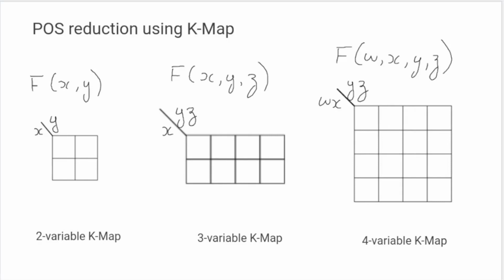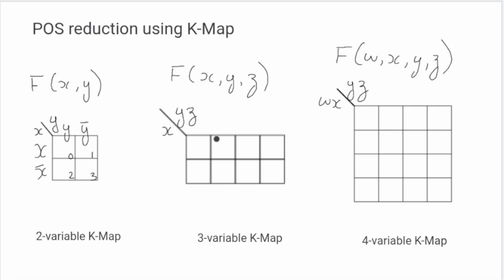Since POS is the complement of SOP, the labeling will also be the complement of SOP. So where the variable was complemented, here it will be uncomplemented. Where it was uncomplemented, here it will be complemented. Say for instance, in the earlier one, we had x complement x. Here it will be reversed. That is, we'll have x followed by x complement. Similarly here also, in the earlier one, we have y complement y, but here it will be y followed by y complement. The numbering, however, will remain the same. That is 0, 1, 2, 3.